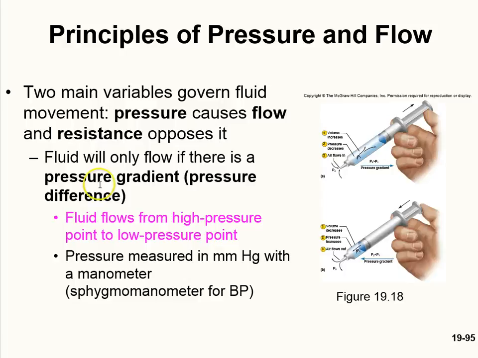So we need a pressure difference, or a pressure gradient. Actually, we could say the ventricles sometimes have the highest pressure of the heart, but at other times they also have the lowest pressure, because we need that in order to ensure that blood flows. Pressure is measured in millimeters of mercury with a sphygmomanometer, if you can say that real fast.